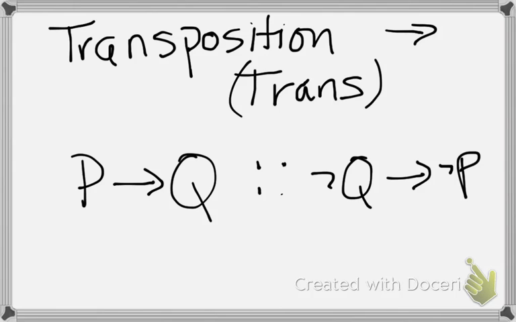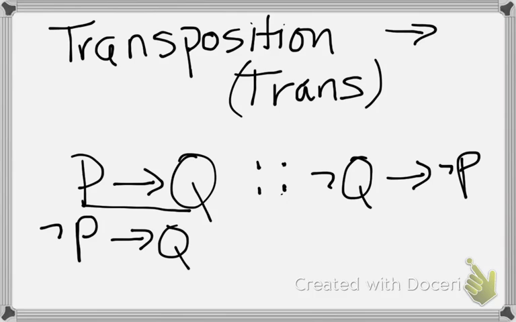Likewise, this one has 4 dots, so it goes both ways. So if you have not Q arrow not P, you can get P arrow Q. Now, if you have the formula not P arrow Q, you can still do this version of transposition on it. So you can turn it into not Q arrow not P.